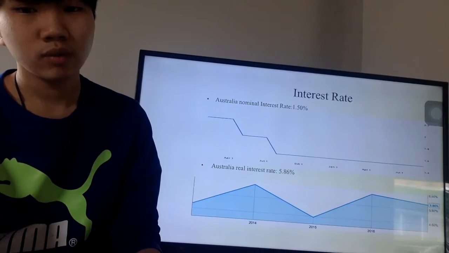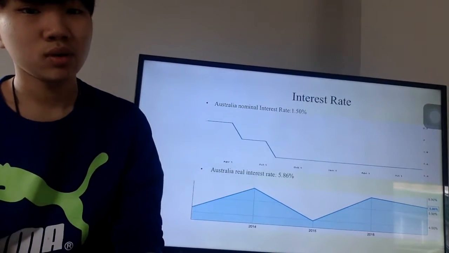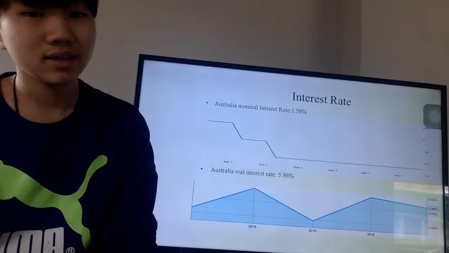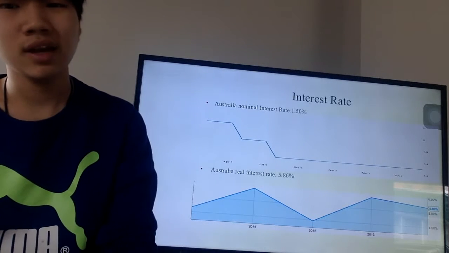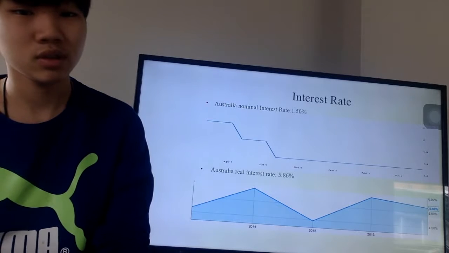When more people want to borrow than current savings can satisfy, the price of new money is driven up and the interest rate should rise.